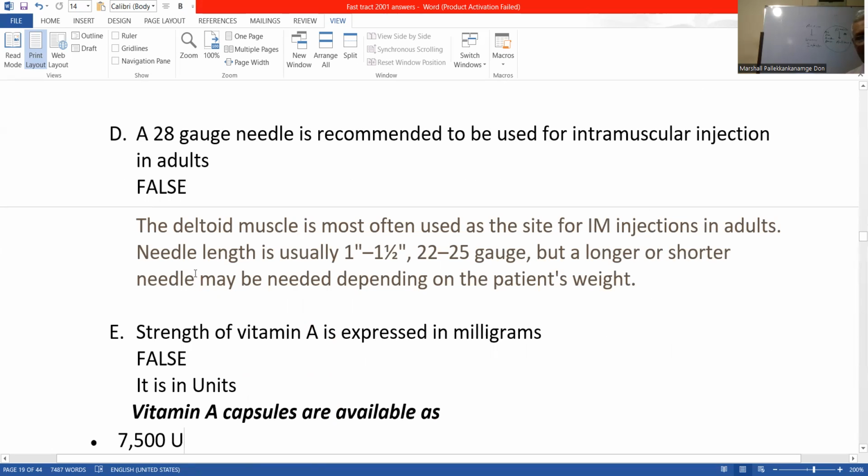A 28 gauge needle is recommended to be used for intravascular injection in adults. That is false. A 28 gauge needle is a very small needle, like an insulin needle. Insulin is given with 26 to 30 gauge needles. So this is false. For intravascular injection, normally they use 23, so between 22 and 25 they can use.